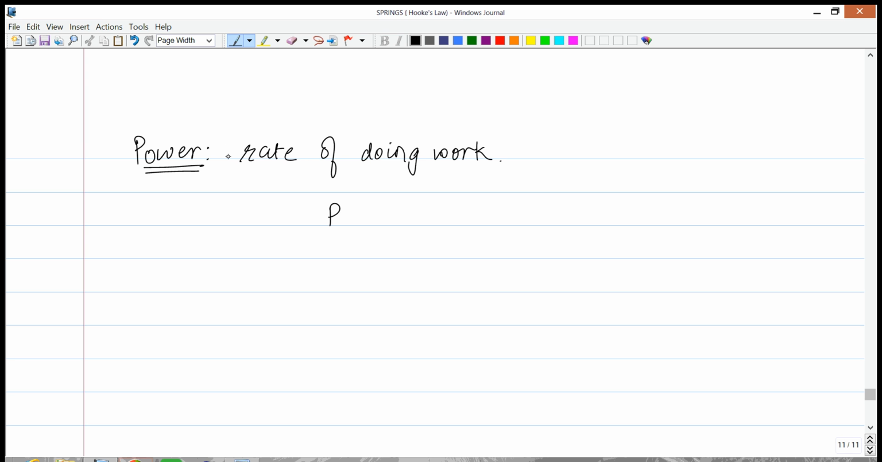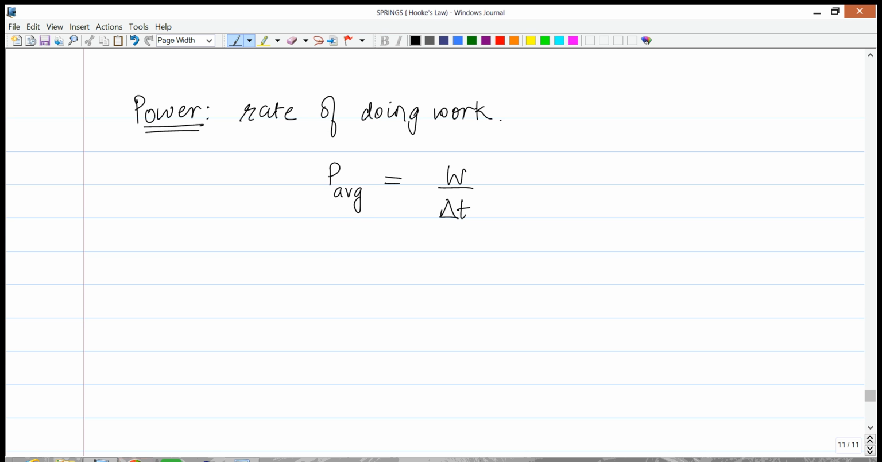The average power is nothing but the work done divided by the time interval. So work done by a force divided by the time interval. Now if you look at the units of power, it is nothing but joules per second, because work is measured in joules, time is measured in seconds. However, it is an important unit, and so it has its own special unit, which is watts.